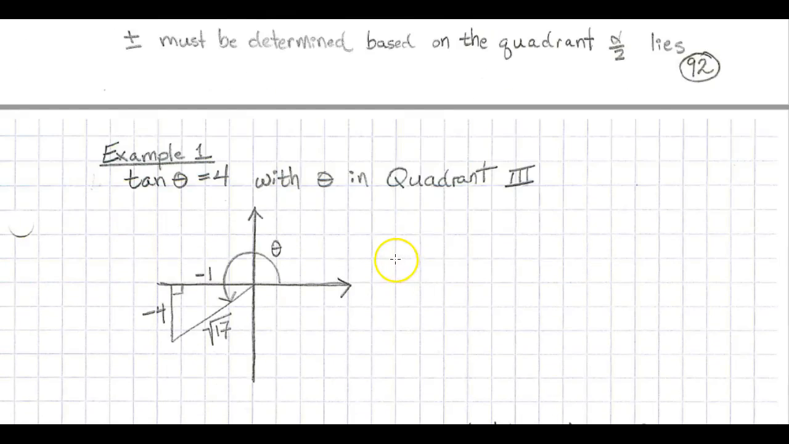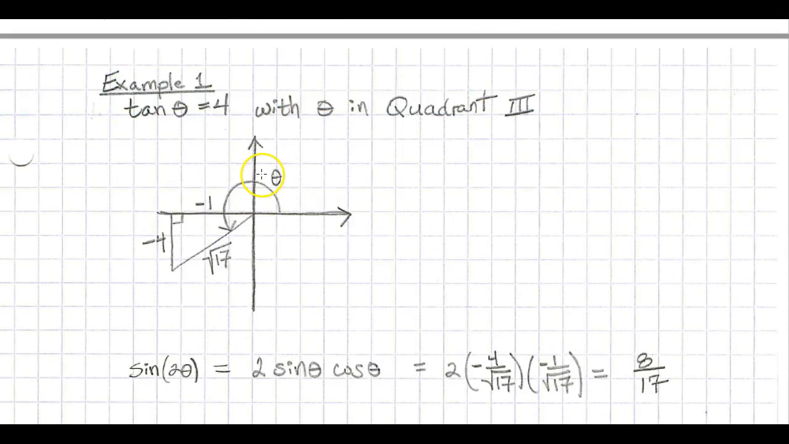Okay? All right, so for example 1, you're given that the tangent of theta is 4, and you're told that theta is in quadrant 3. So the first thing you want to do is draw yourself your reference triangle. And we know we're in quadrant 3, so that would be negative y-axis, negative x-axis. So you get negative 4 over negative 1 to get the tangent of theta, right? Opposite over adjacent. Use the Pythagorean theorem, you can see that the hypotenuse is the square root of 17. So theta is this angle.